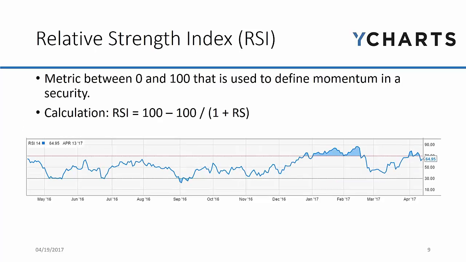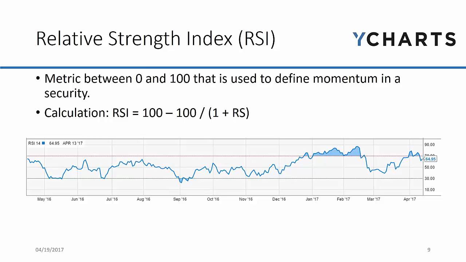Next, we have relative strength index. This is very popular to show you momentum in a stock. It ranges from 0 to 100, and it is calculated based on this equation that you see right here. It's just 100 minus 100 over 1 plus RS. RS is simply the average move on up days divided by the average move on down days.